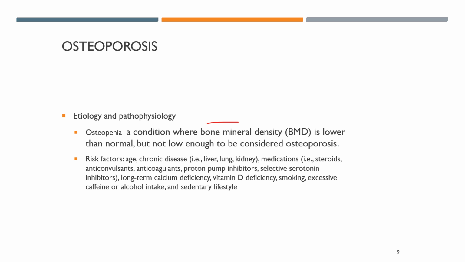So let's talk a little bit about what's going on with osteoporosis and how we treat it. There are some risk factors. As you get older, you are more at risk. Chronic diseases make you more at risk. If you take steroids, anticonvulsants, anticoagulants, proton pump inhibitors, or SSRIs, selective serotonin reuptake inhibitors. If you have a calcium or vitamin D deficiency, or you're a smoker, smoking particularly puts you at high risk. Lots of caffeine or alcohol and a sedentary lifestyle all put you at heavy risk for osteoporosis.